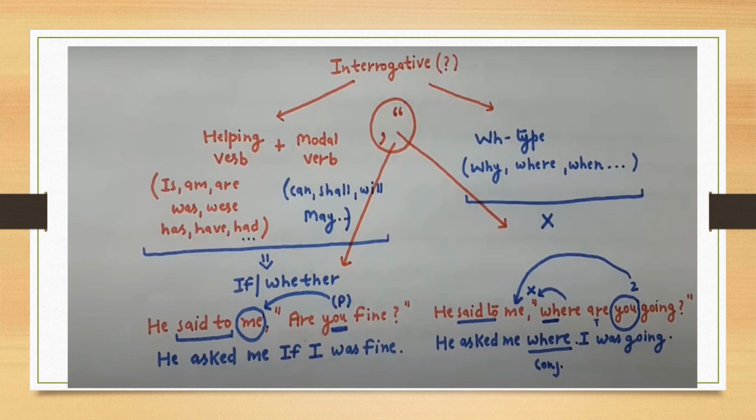So he asked me. Please take a note, the comma and double inverted comma are not being changed by if or whether, it remains the same. Look at the answer. He asked me where. Where remains the same. Where, that is the conjunction. Are you going? You, again, that is the pronoun, second person, so it changes as per the object of the reporting verb, that is me. So me changes to I. So he asked me where I was going. Are changes to was, that is, are is simple present, that changes to simple past. So where I was going.